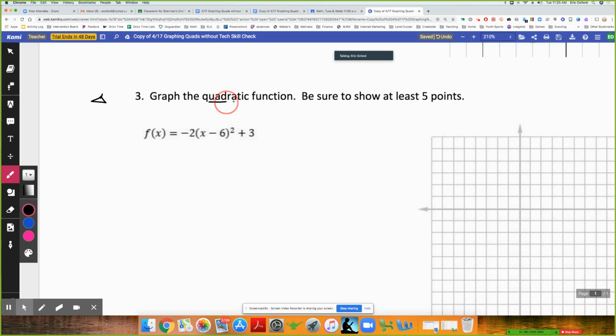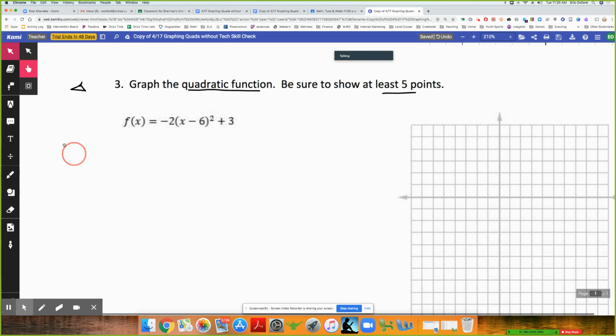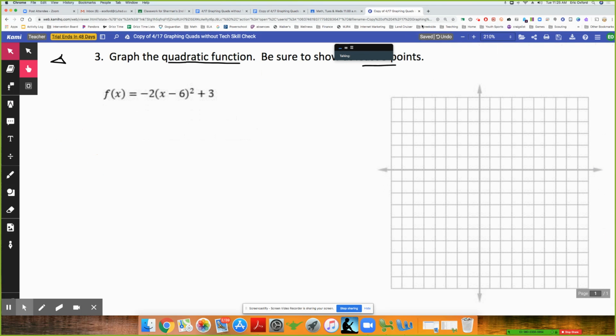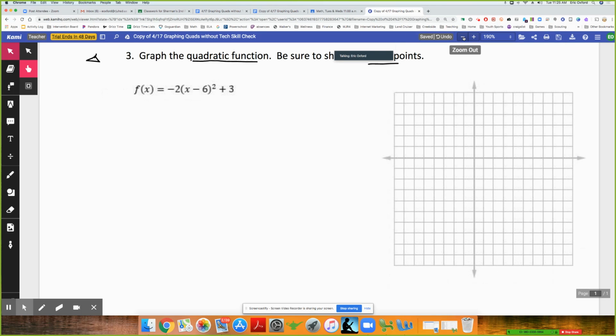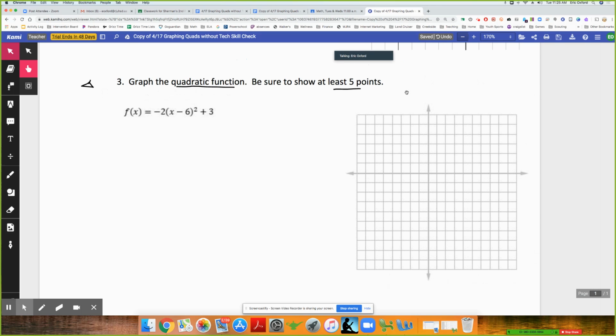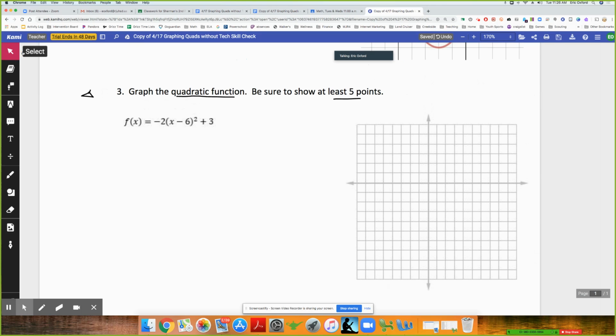Okay, graph the quadratic function. Be sure to show at least 5 points. Okay, so let me move this so I can move our problem around, and I need to zoom out a little bit so we can see everything. Okay, so we'll go back to our drawing tool. I'm going to erase this little part because it's right in the way.